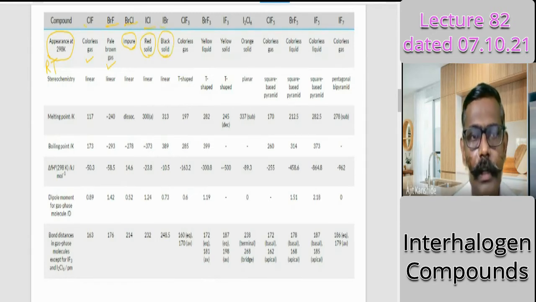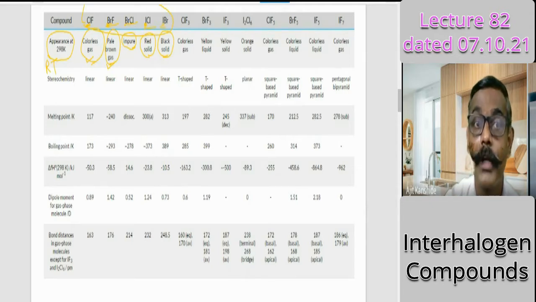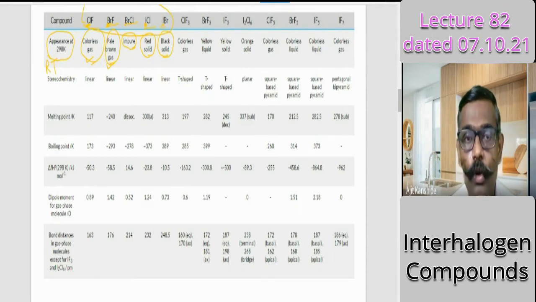So if I consider XY type interhalogen compounds, at the beginning, when lighter, more electronegative central atoms were there, the state is gas. When we come to the less electronegative or larger central halogen, and one more point, those are heavier, heavyweight, then from gaseous we get the solid appearance.